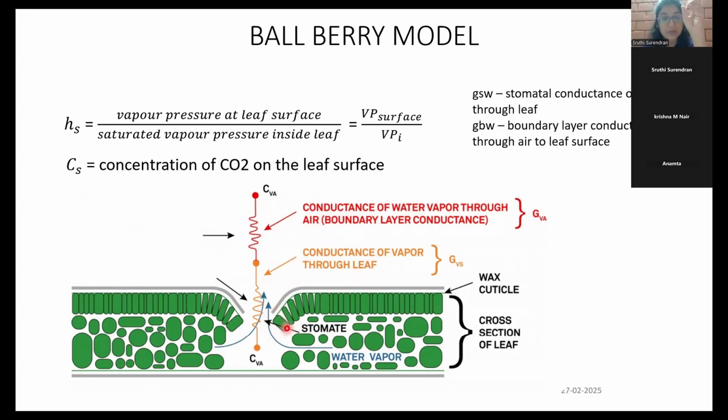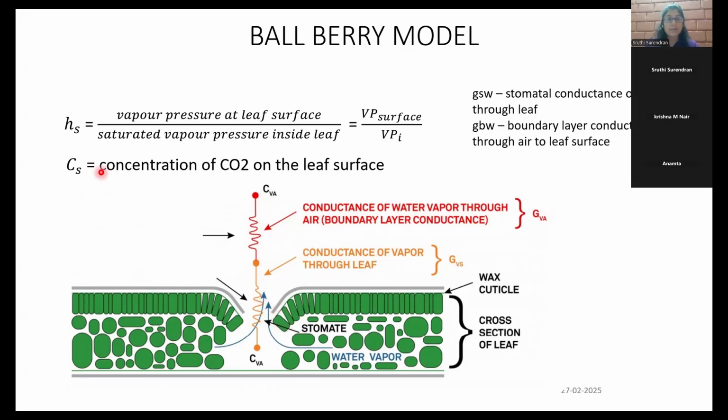Till now we were looking at the stomatal conductance, but the total conductance will include the conductance of water from the inside of the leaf to the surface of the leaf, and from the surface, if it has to go more above, there is a boundary layer through which the wind and all will play an important role, which will affect the movement of the water vapor to above. So total conductance will be the boundary layer conductance along with the stomatal conductance. Now, is it a sum of both of those? We'll look into it right now.